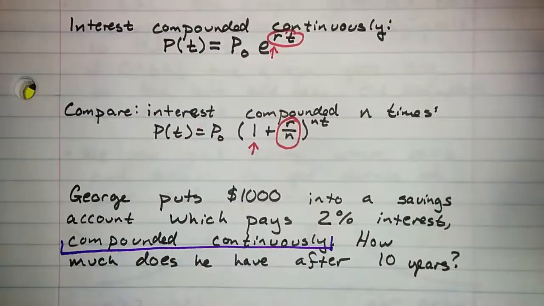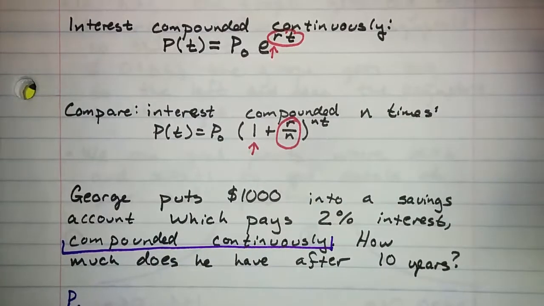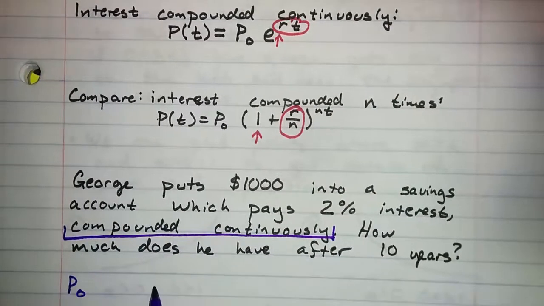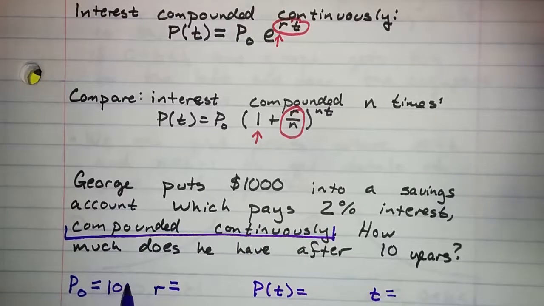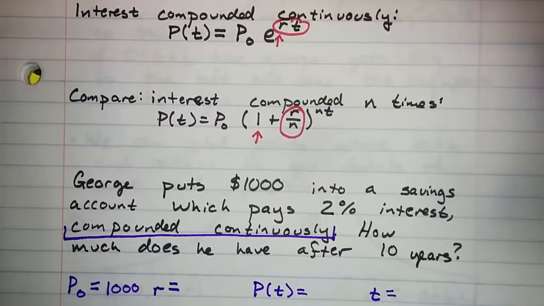Since we're going to use this formula, we're going to be interested in the starting amount, the interest rate as a decimal, the final amount, and the time. This $1,000 is what he put in, so it's the starting amount. The interest rate is 2%. As a decimal, that's 0.02. How much does he have after 10 years? So the time is 10 years, and the final amount is what we're looking for.